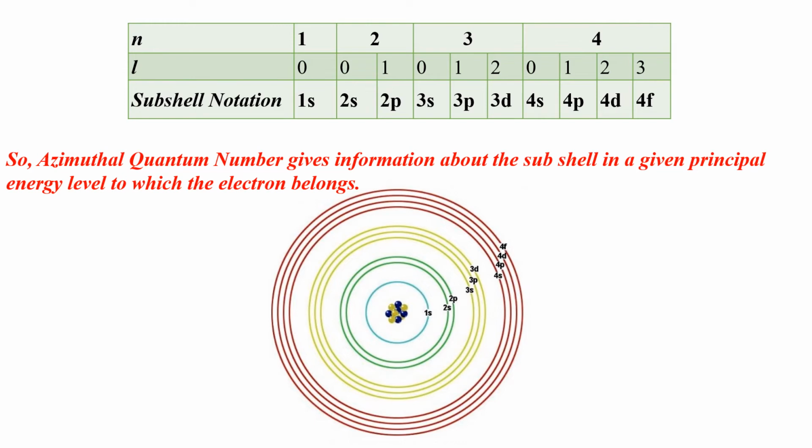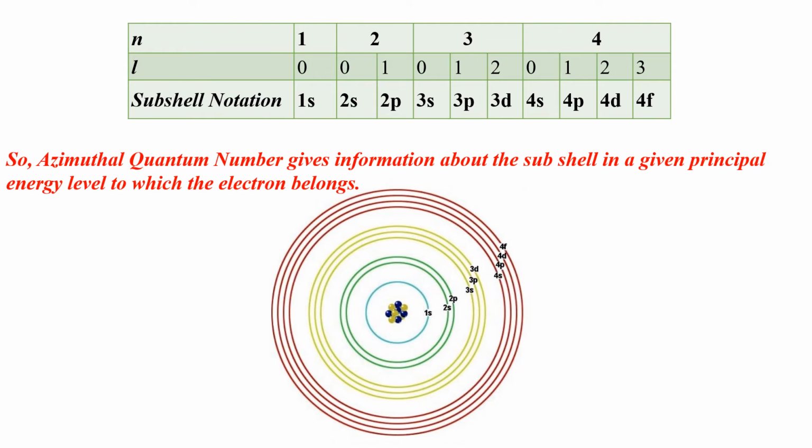This stands for the second shell. The second shell can have two values of l. What are they? 0 and 1. So the second shell has two subshells with l values 0 and 1. Now 0 stands for s subshell, 1 stands for p subshell. Since these two subshells are present in the second shell, you write it as 2s and 2p.